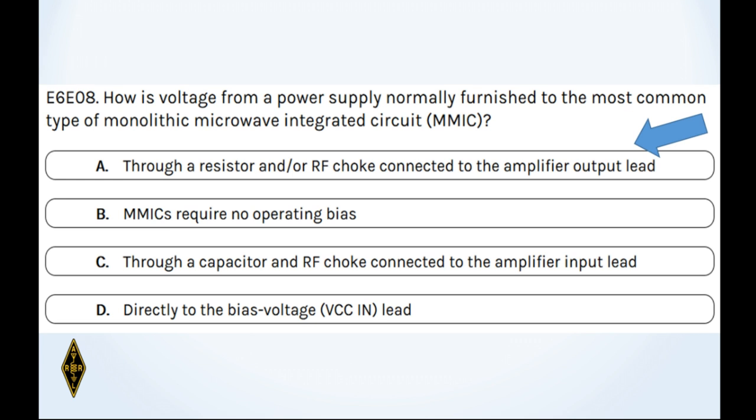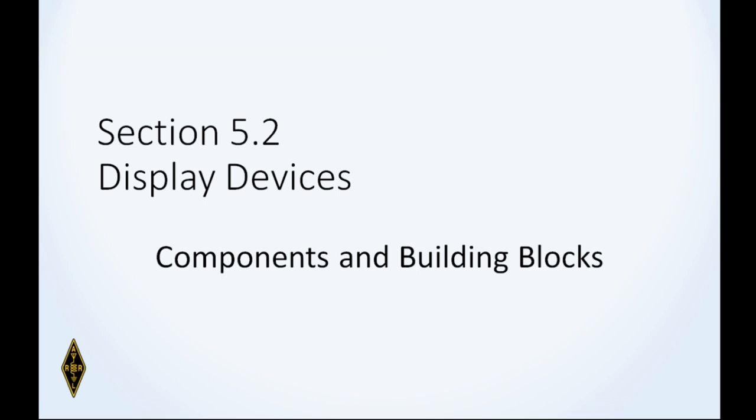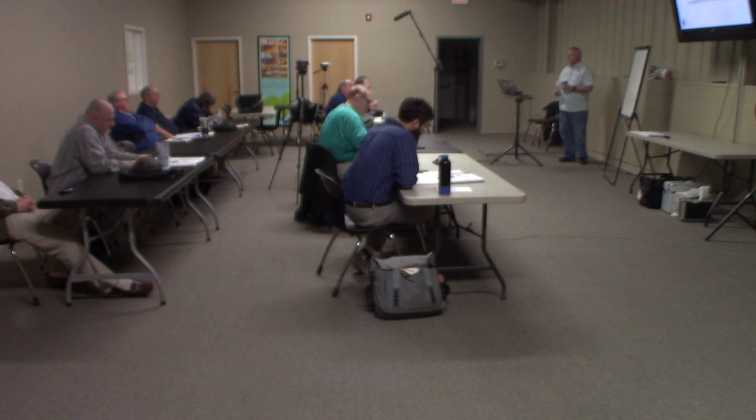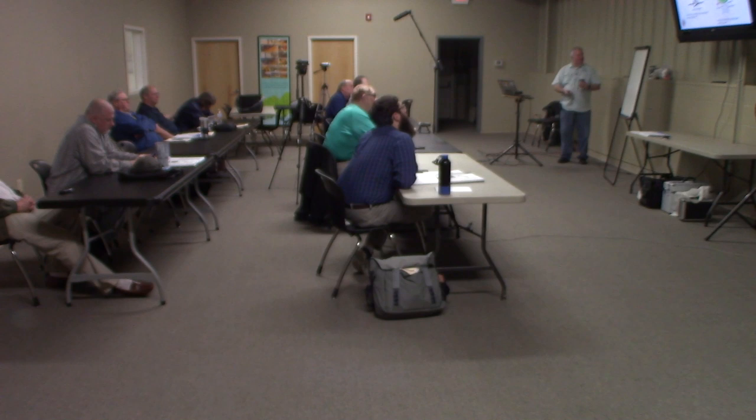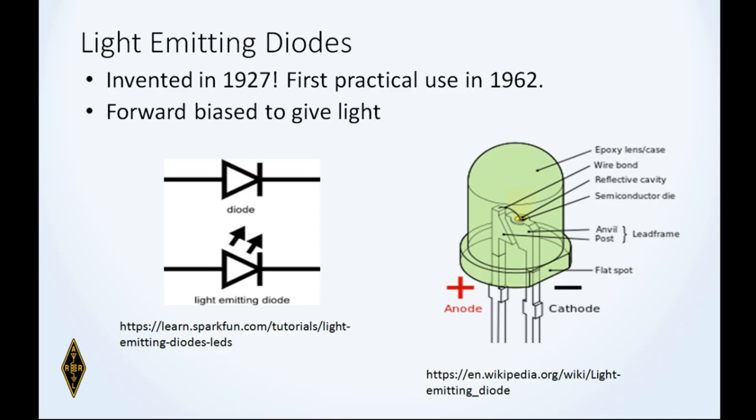All right. Display devices. This is a short section, and then we'll take a break. Light-emitting diodes. I was floored when I discovered that light-emitting diodes were discovered in 1927. Hokey smokes. Yeah. I think it was a Russian. But they were actually not popularized until around 1962.